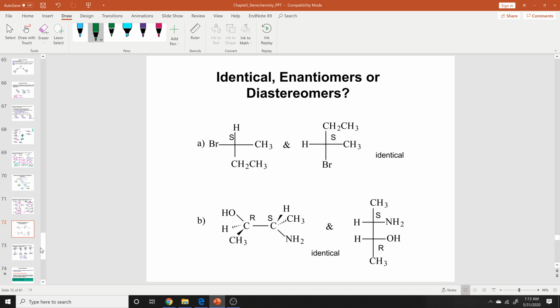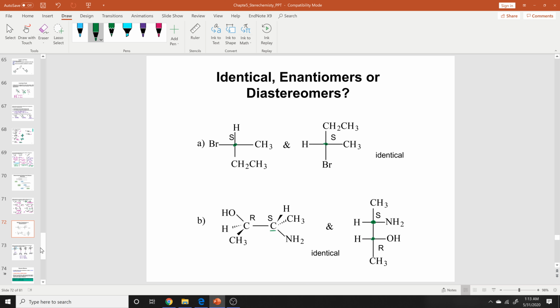More examples in there, even if you do the Fischer projection. If you have the same configuration around the chiral center, immediately, these are going to be the same. If you have, again, same configurations, then this is going to be the same. Carbon that bears the NH2 is an S configuration, and carbon that bears the OH is an R configuration. So if your configurations are the same, immediately your structure is identical.